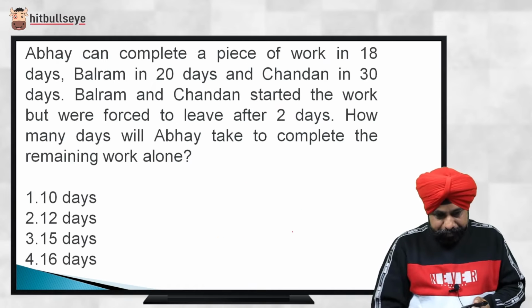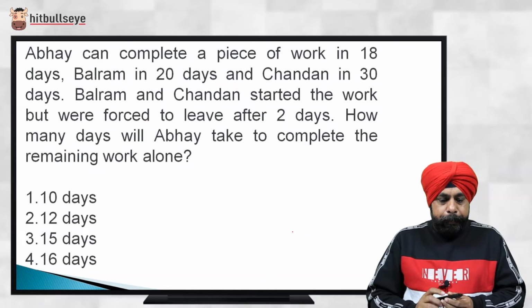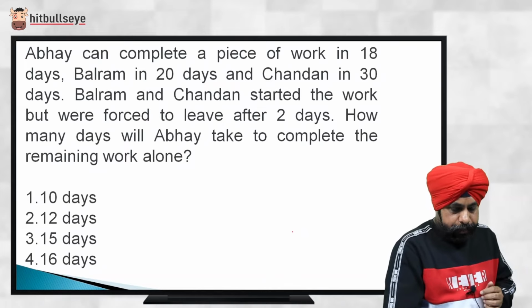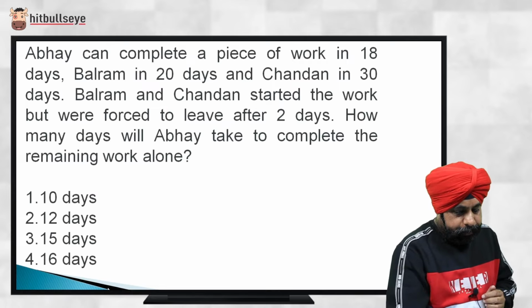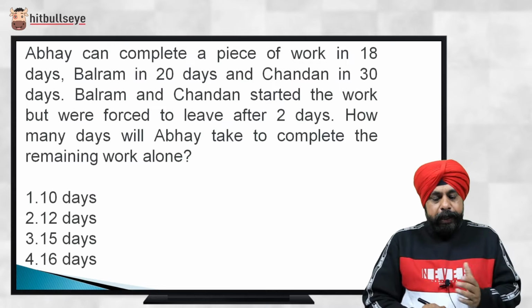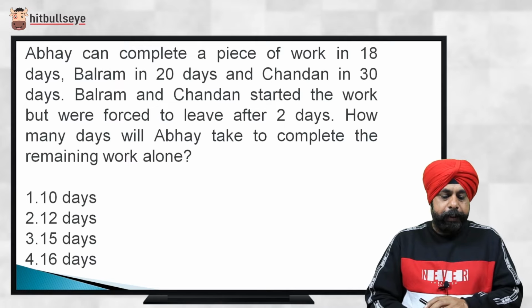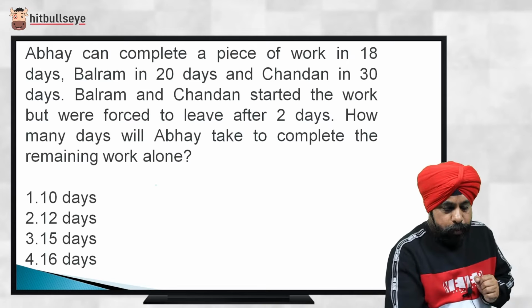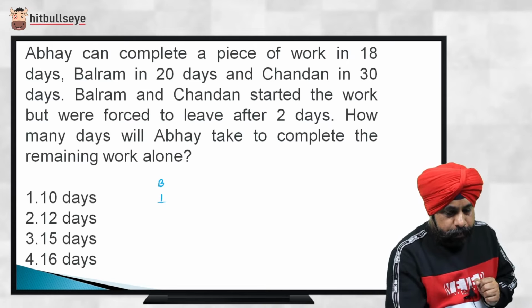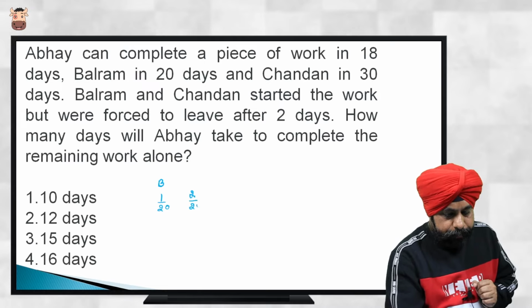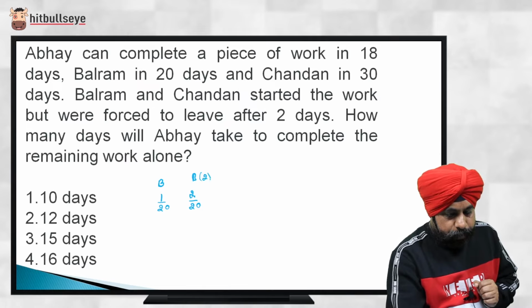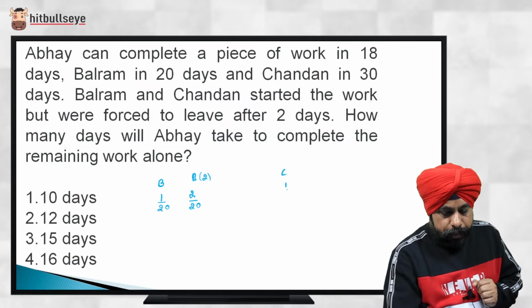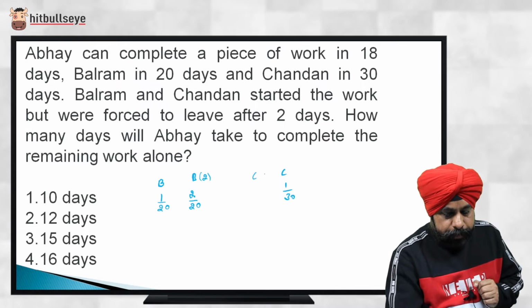Let's proceed. Here, Abhay can complete the work in 18 days, Balaram in 20, Chandan in 30, people. Chandan and Balaram worked for 2 days, and then how many days will Abhay take to finish the remaining work? Now, people, because Balaram and Chandan worked for 2 days, let's find their 2 days' work. We know Balaram's 1 day work is 1 by 20. So Balaram's 2 days work will be 2 by 20. Now Chandan's 1 day's work is 1 by 30. So Chandan's 2 days work will be 2 by 30, people.